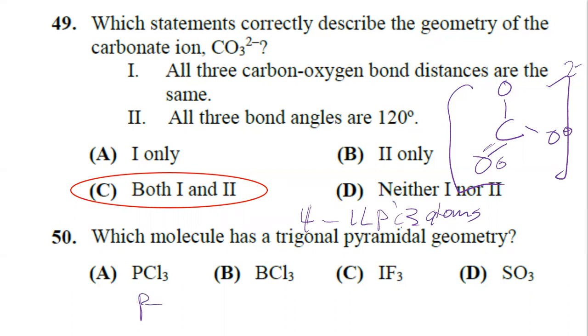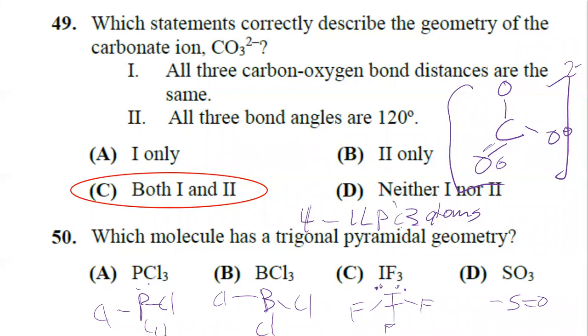So PCl3 looks something like this. The bond there. BCl3 is not going to have a lone pair on it. IF3 is going to have 1, 2, 3, 4, 5, so it's got 2 lone pairs on it. And then SO3 has double bonds between all of them, so it's got 3 atoms and no lone pairs. So when we really look at this, the only one that's 3 atoms and 1 lone pair is going to be our PCl3. That's going to be the only one that has our trigonal pyramidal geometry.